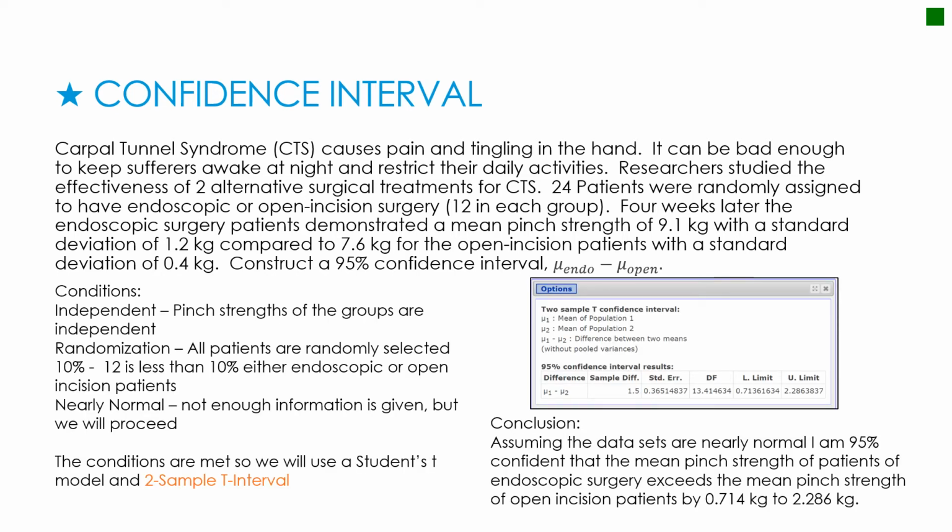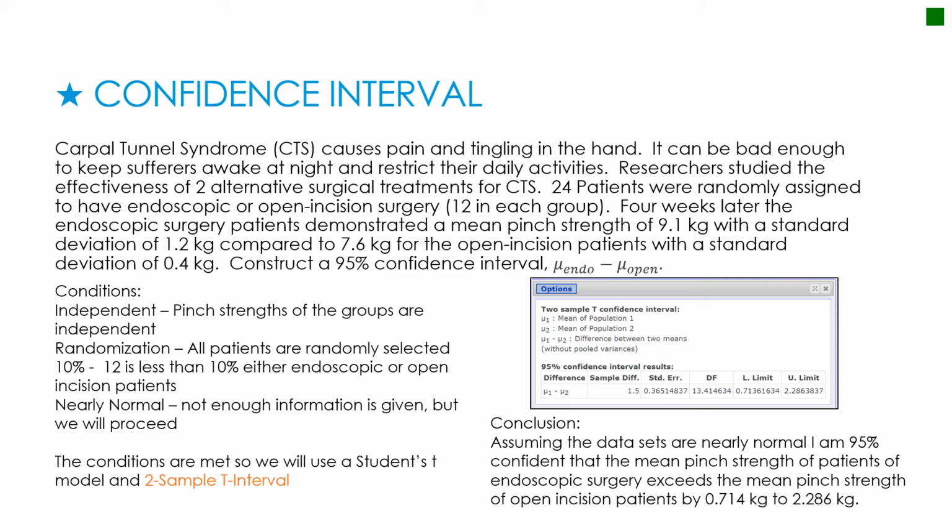So again, I went ahead and checked conditions just because it's a good idea to always do that. Independent: pinch strengths of the groups are independent of one another. All patients are randomly selected. 12 is less than 10% of either endoscopic or open incision patients, and nearly normal. Honestly, there's no way for us to tell. So the fact that there's only 12 in each group doesn't make me feel good. We don't know that they're from a normal model. So again, I would be cautious to move forward in the real world, but for the sake of practice, we'll continue anyway.